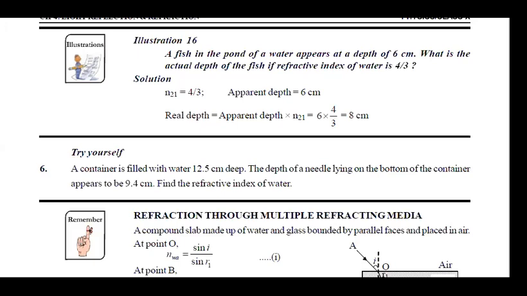Because it depends on the medium, right? Yes or no? Tell me. Suppose the object is in a rarer medium and the observer is in a denser medium. Yes, very good, Pragna. Because when we saw the last concept about apparent height and real height, the object was in a denser medium and the observer was in a rarer medium. Yes or no? Yes, right?